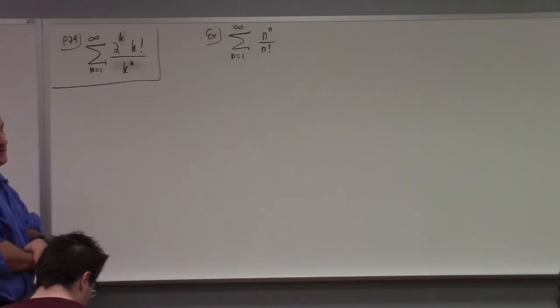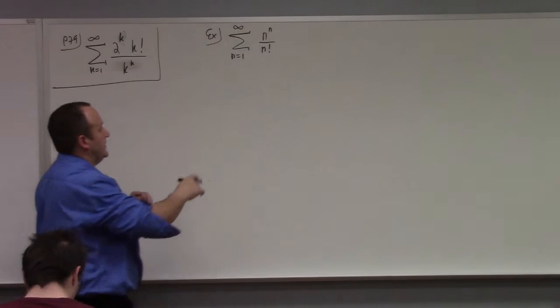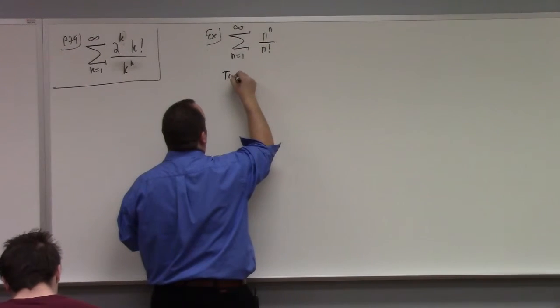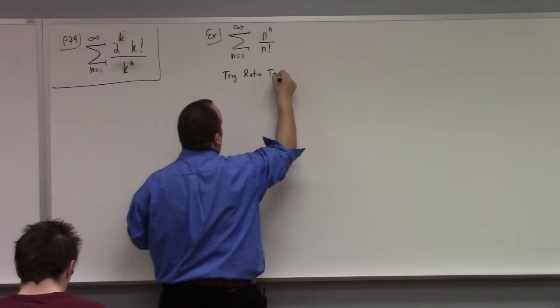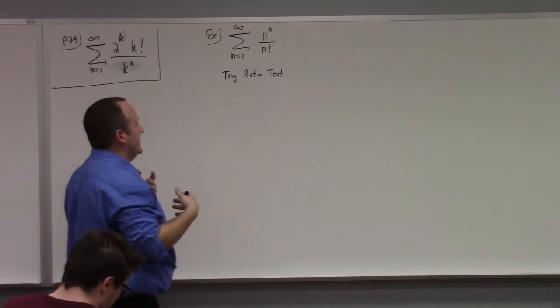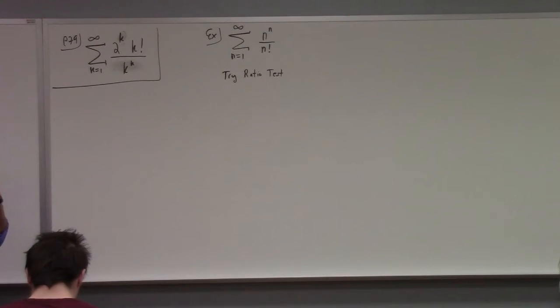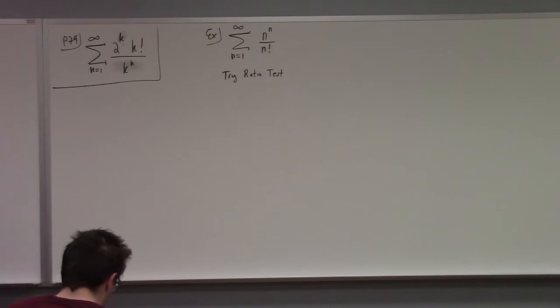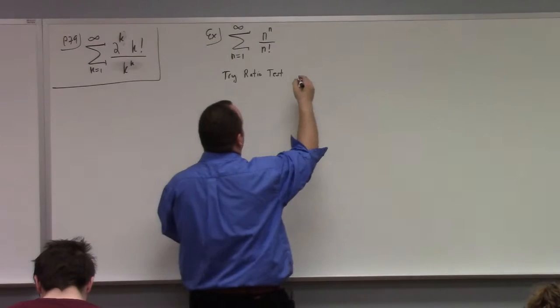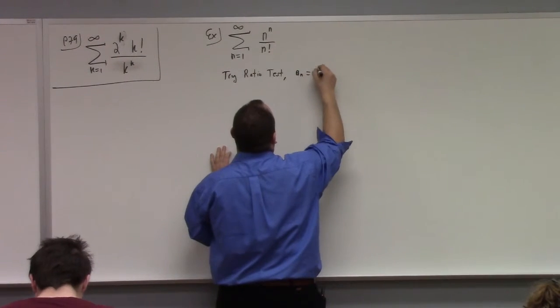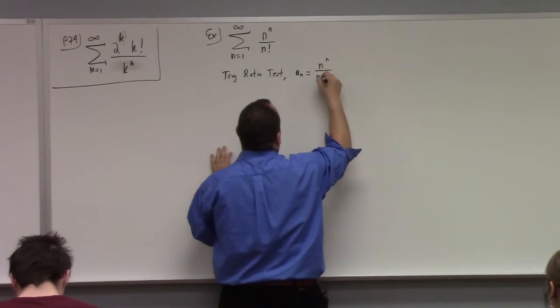I guess we could try the ratio test, right? We could try the ratio test. What would happen? First of all, I don't think the root test is helpful here because of the factorial. I could be wrong about that. We could also try the root test, but let's try the ratio test. Here, a sub n is n to the n over n factorial.